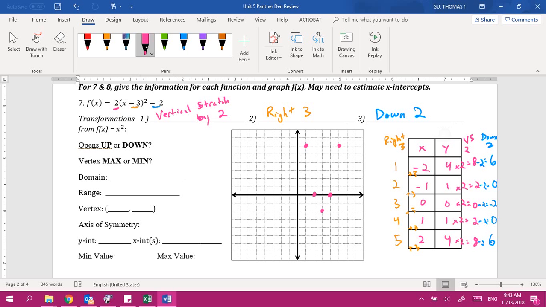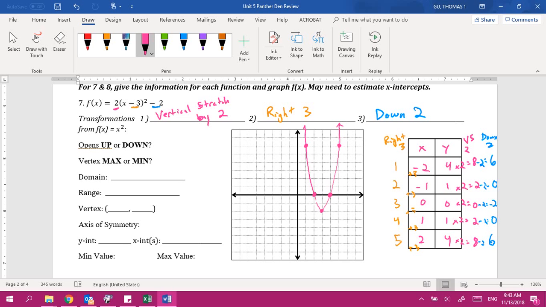And just connect the graph. Make sure it looks kind of curved. It's supposed to be a parabola. Some people are still drawing absolute values. All right, so there it is. And now let's find all the attributes that it asks for.